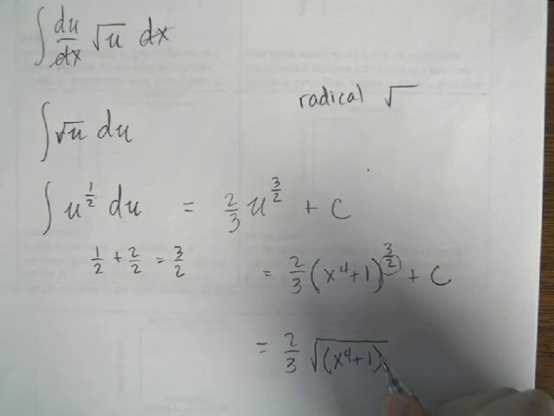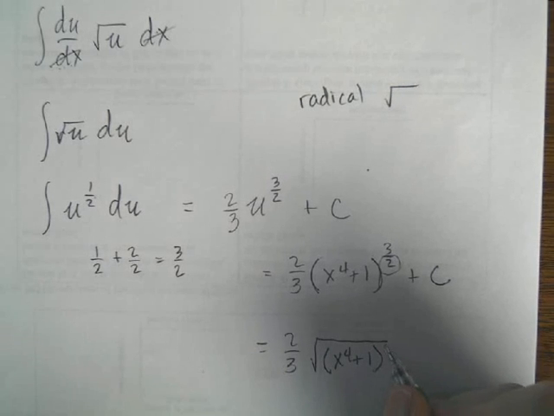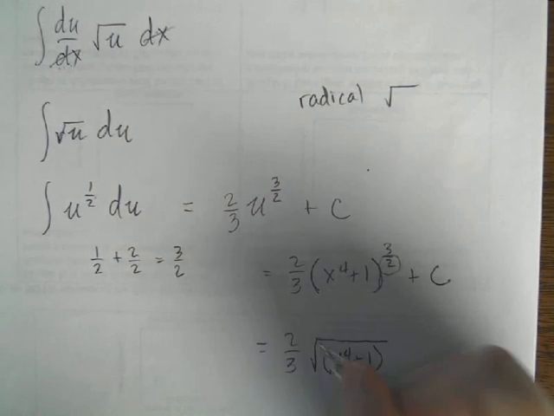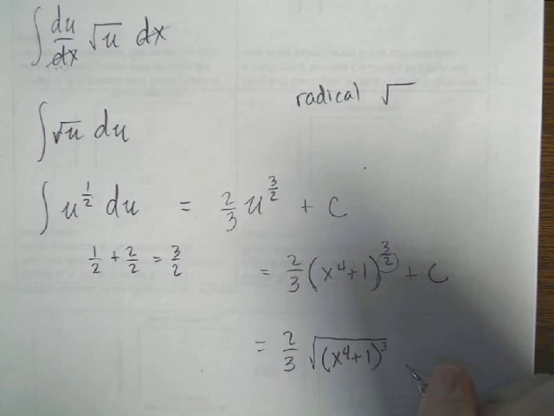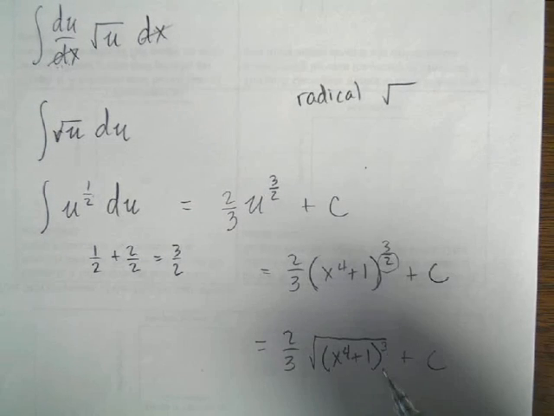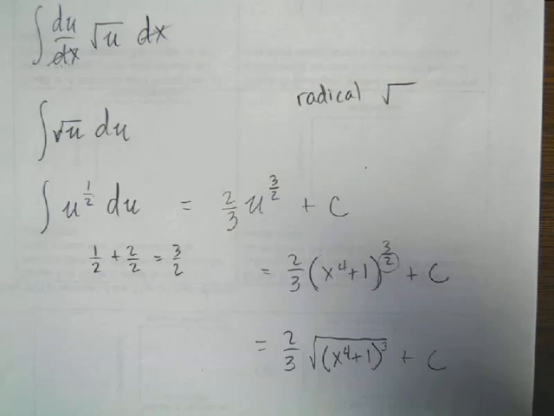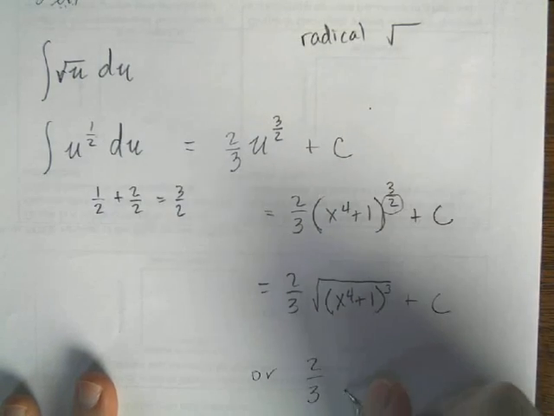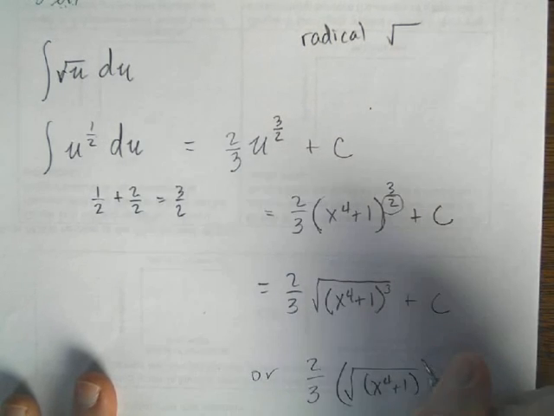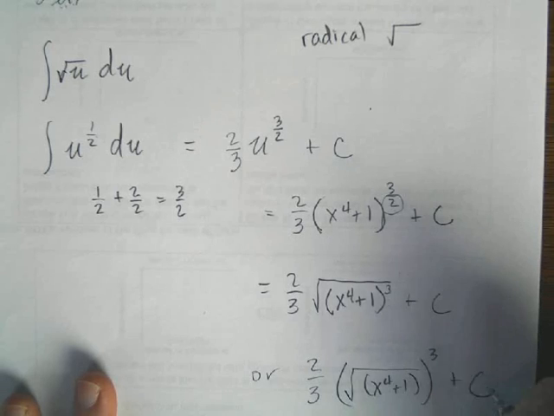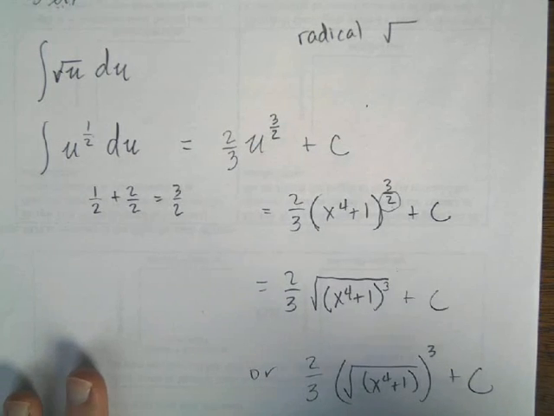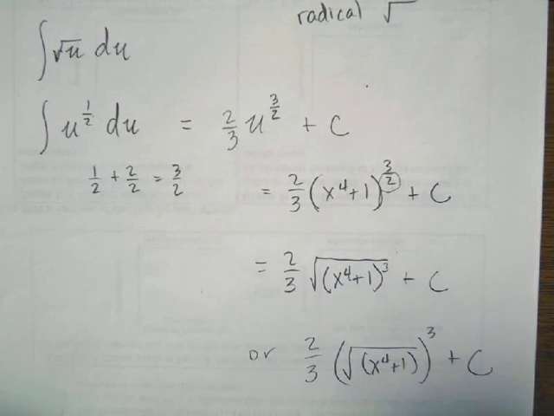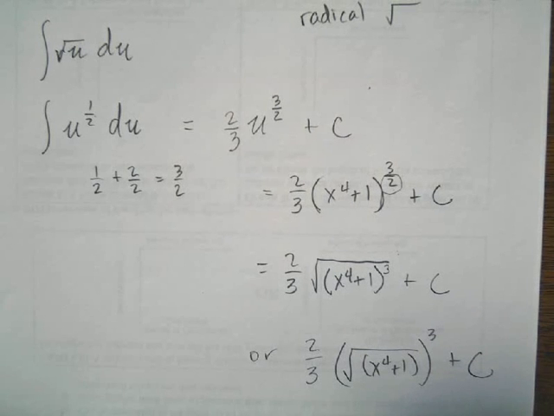And it doesn't matter where you put it. You can put it on the inside or you can put it on the outside. So if you had it like that, that would be fine. You also could have put it outside the radical. I would have been okay with that. So that or 2/3 radical x to the 4th plus 1 to the 3rd plus c. Either one of these is fine. But do be careful about the directions that you're reading, what form your answer should be in.